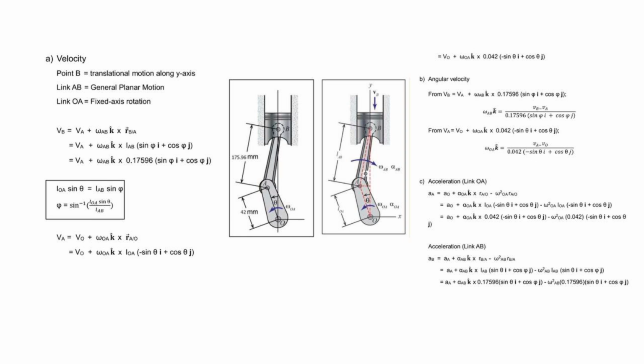Now, for angular velocity, we can derive it from the equation of linear velocity, and after some manipulation of the subject of the formula, these two are the equations that we are going to get. And lastly, the equation for acceleration. Again, we can directly apply from the equation that we have learned under the kinematics of planar rigid body topic.